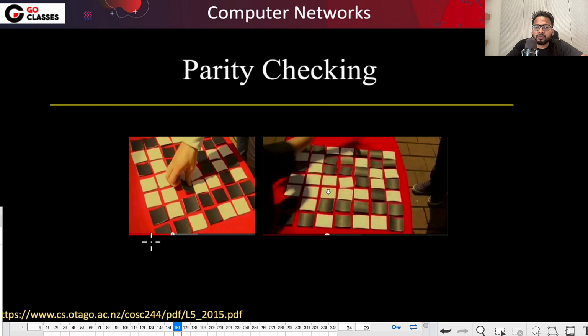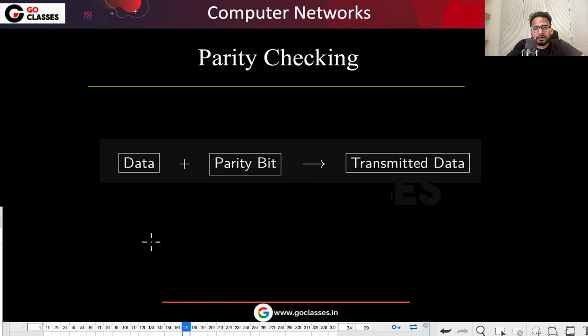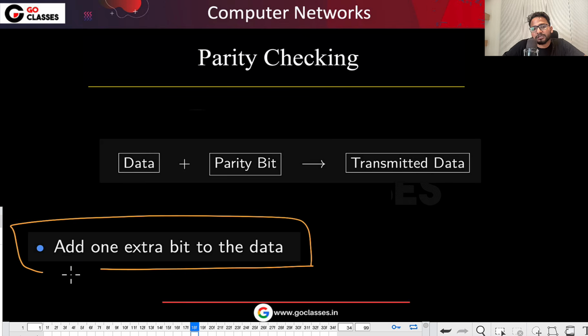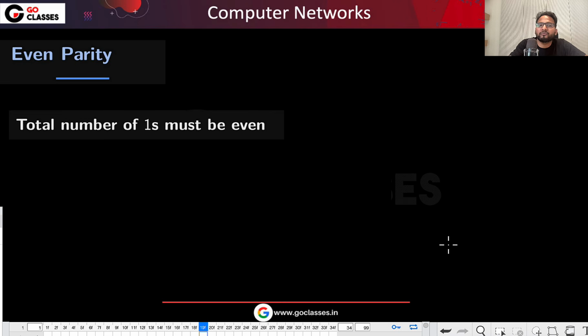What we do here is add, as I told you, some bits. We call them parity bits or check bits, it doesn't matter. In every method we will be adding some parity bits, and I will tell you how to calculate them. In parity checking, we add just one extra bit to the data, just one bit. And it depends on whether we are using even parity or odd parity.